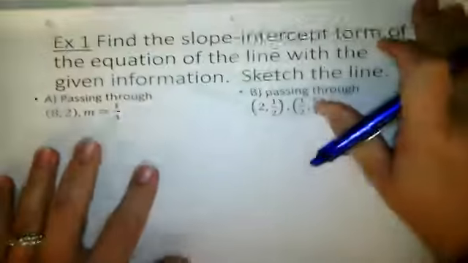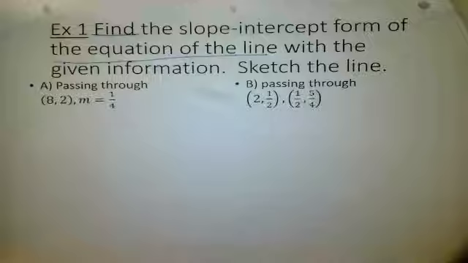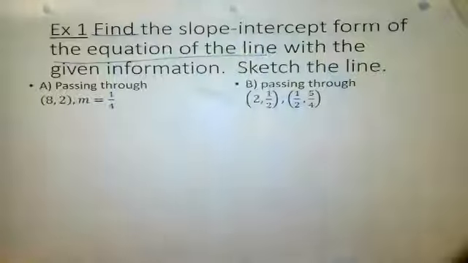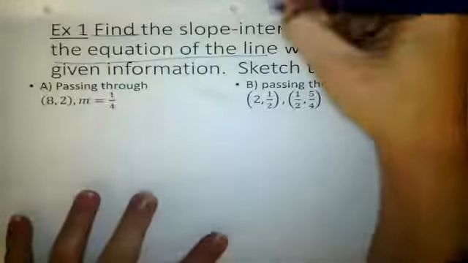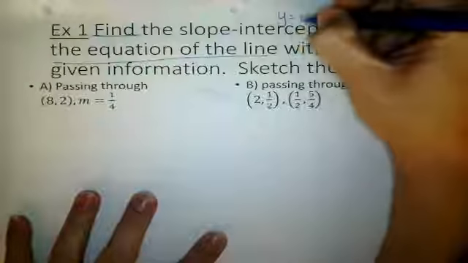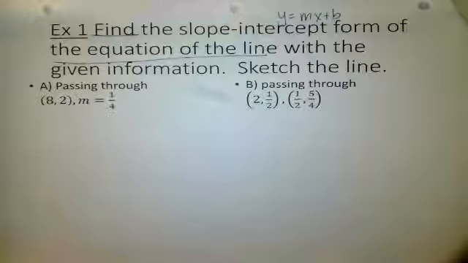So here we go. Example 1, find the equation of the line. The basic directions would be find the equation of the line. They say find the slope-intercept form of the equation of the line. That is them simply telling you your final answer should be in slope-intercept form. So when you're done, you want to have the y by itself. That's all they're telling you. You don't have to start with that formula. You can use something else. We also want to sketch the line.